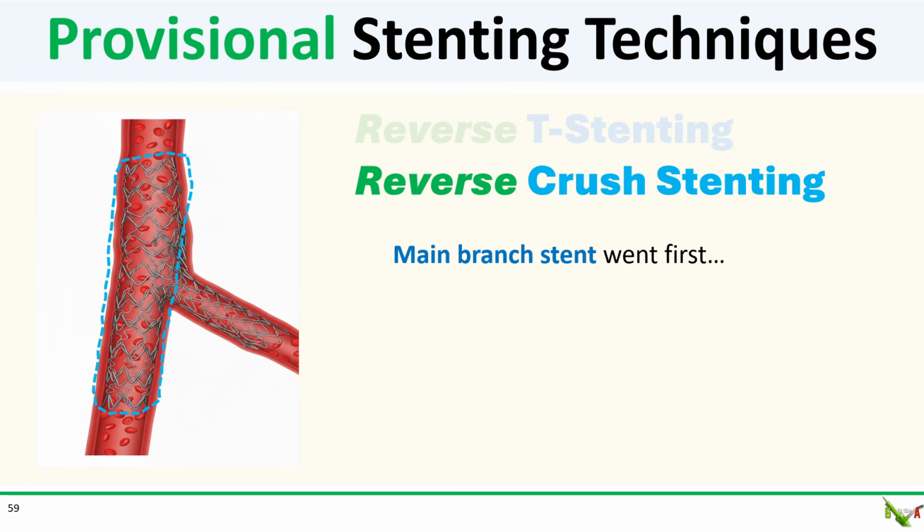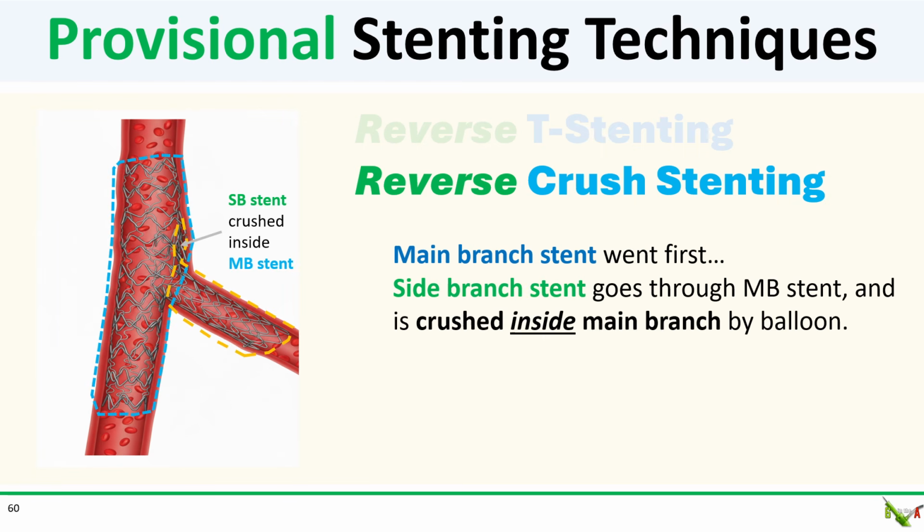There is reverse crush stenting. Again, that main branch stent went in first. The side branch stent then goes in through the main branch stent and is then crushed inside the main branch stent by a balloon. So that means that in reverse crush stenting, the crushed side branch stent struts are inside the main branch stent. In regular non-provisional crush stenting, the crushed side branch stent struts are actually outside the main branch stent and directly against the wall of the vessel.